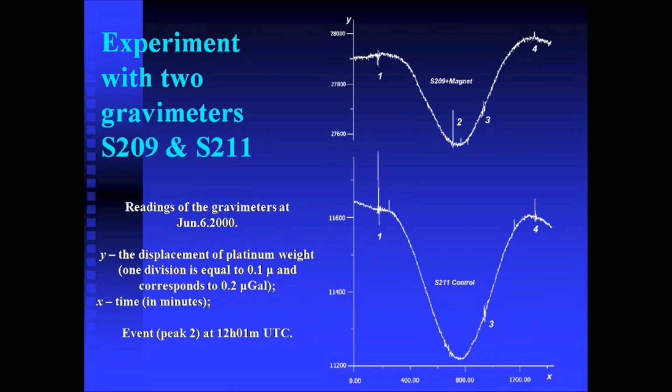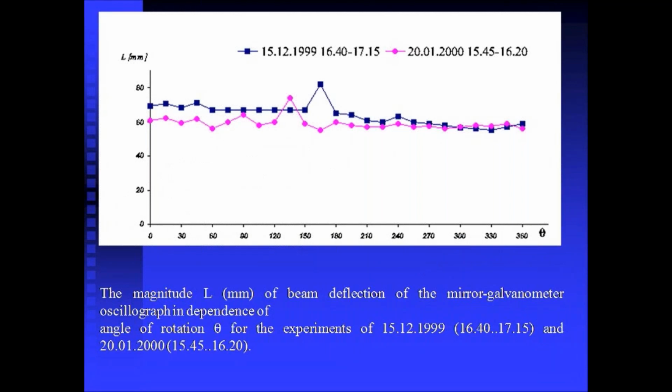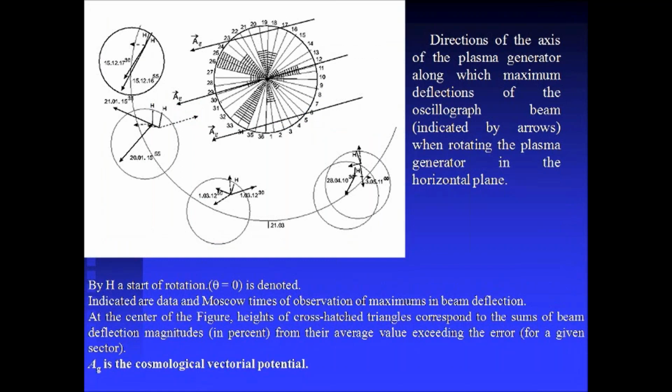In this experiment, we use the current vector potential of a pulsed plasma generator for definition of the cosmological vector potential direction, rotating the plasma generator. You see the result of two experiments with rotation around the vertical axis. It is a final result of this experiment in 6 months.